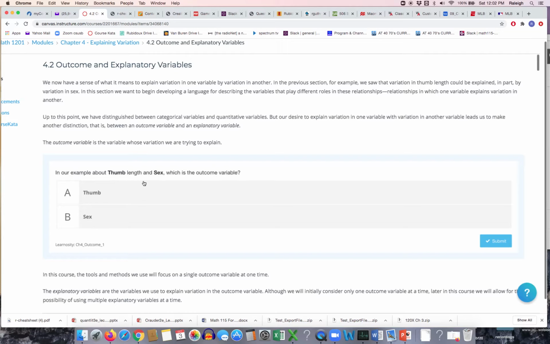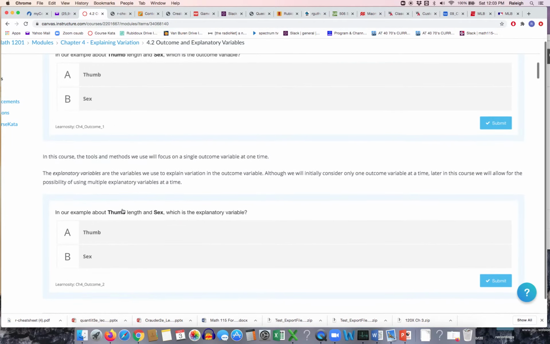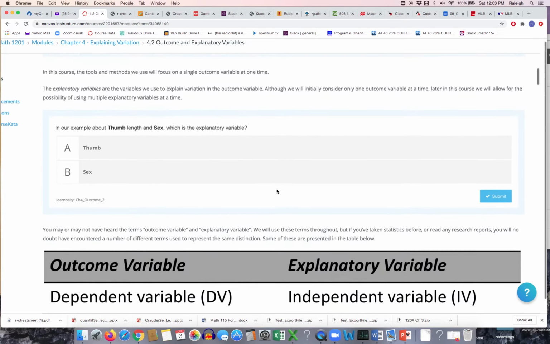In our example about thumb length and sex, what was the outcome variable? Well, in this particular case, the outcome variable is y, and that's the thumb. That's what we were interested in, the thumb length. The sex is what we used to explain it. That was the explaining variable, the input, the x, and the output was the thumb length. And they have others. Our example about thumb length and sex: the explanatory variable would be x, and that would be the gender. So yeah, sex, the gender, explains the thumb length. They're just drawing this out into a long pair of questions, but that's really all it is.